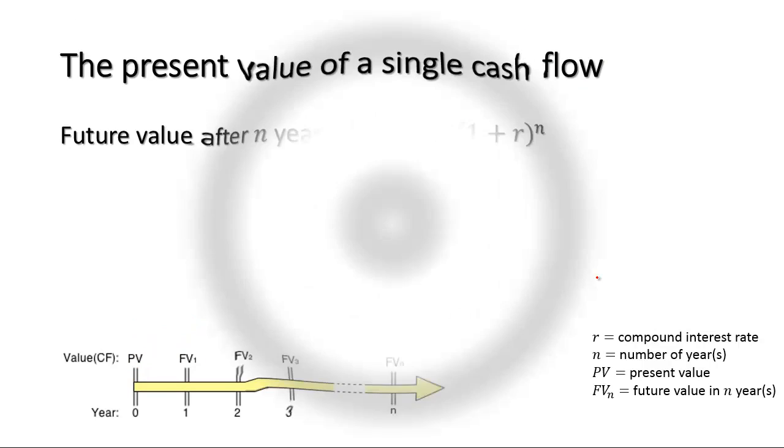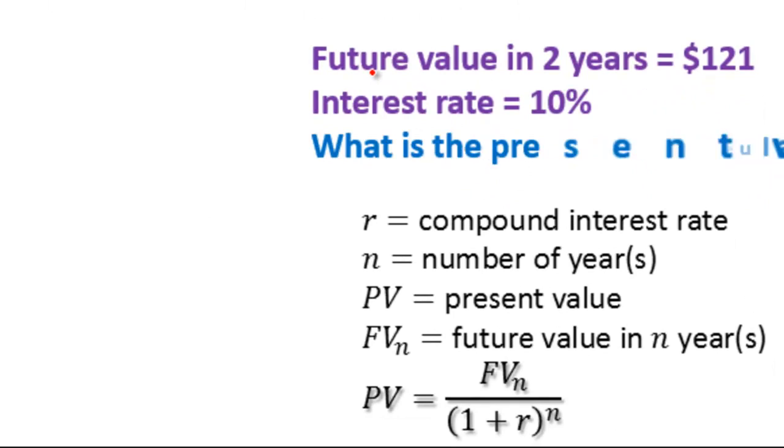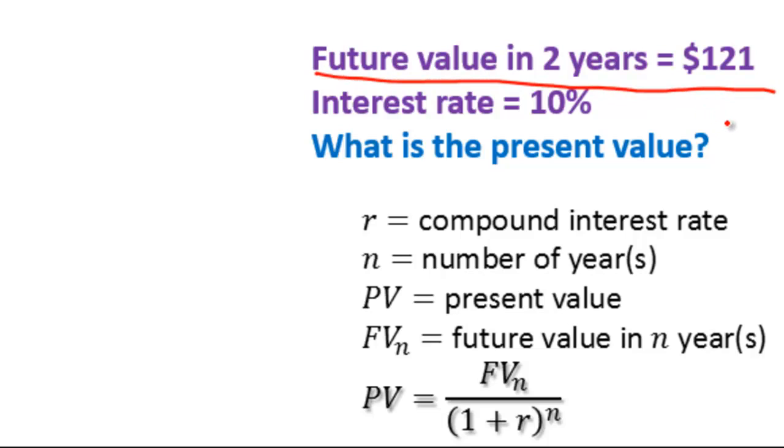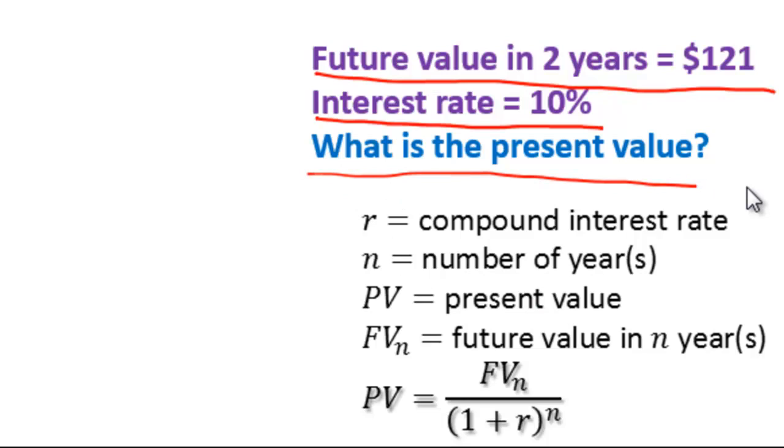Now let us see a very simple example of finding the present value using this formula. Let's say that the future value in 2 years is given as $121. The interest rate or discount rate is 10%. Now you have to find the present value. Unlike the future value, present value does not have any N, because present is always time zero, that means year zero, as we have seen in one of the lectures where we explained the cash flow timeline.